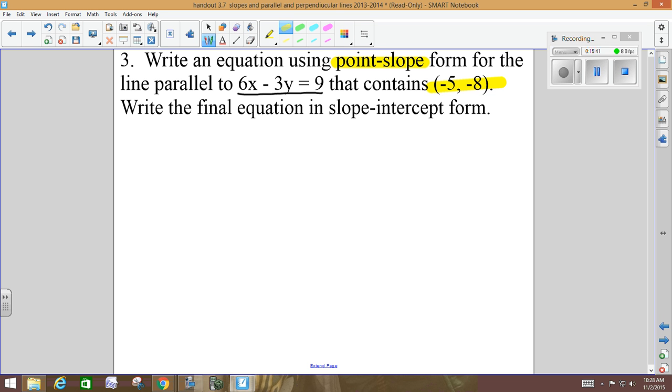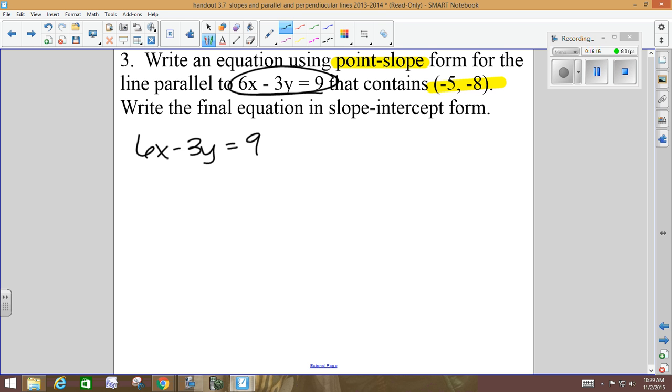It's going to be parallel to this given line, 6x minus 3y equals 9. Well, what do we know about parallel lines and their slopes? They're the same. So what do I have to figure out about this given line? What do I have to find about it? It's slope, right? How am I going to find the slope of this line? Good. Put it into y equals mx plus b form. Right now it's in standard form. It doesn't tell me much.